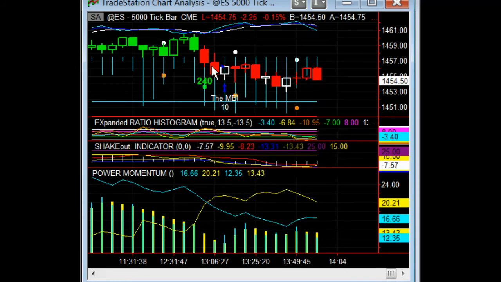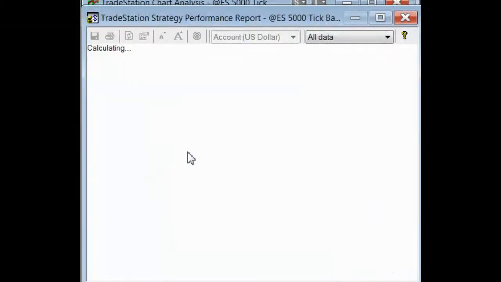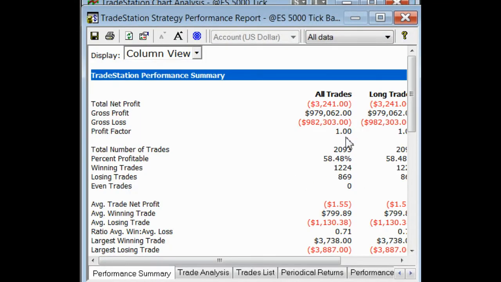Now we haven't formatted this one, so there's no adjustments. I don't even know what this one is. So just right out of the box with the current settings, let's see what it yields. All right, so just pretty much a flat program, but a 58% win rate.